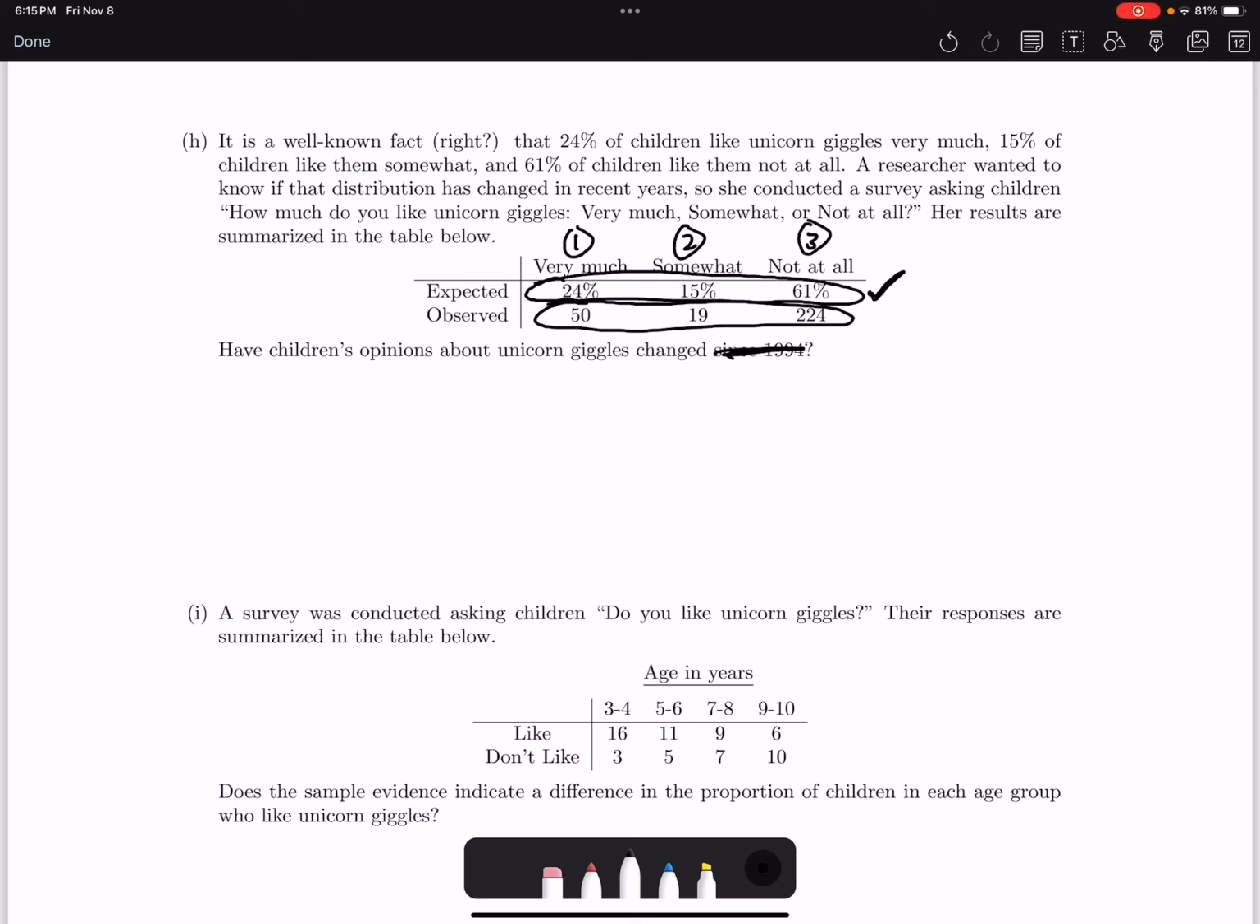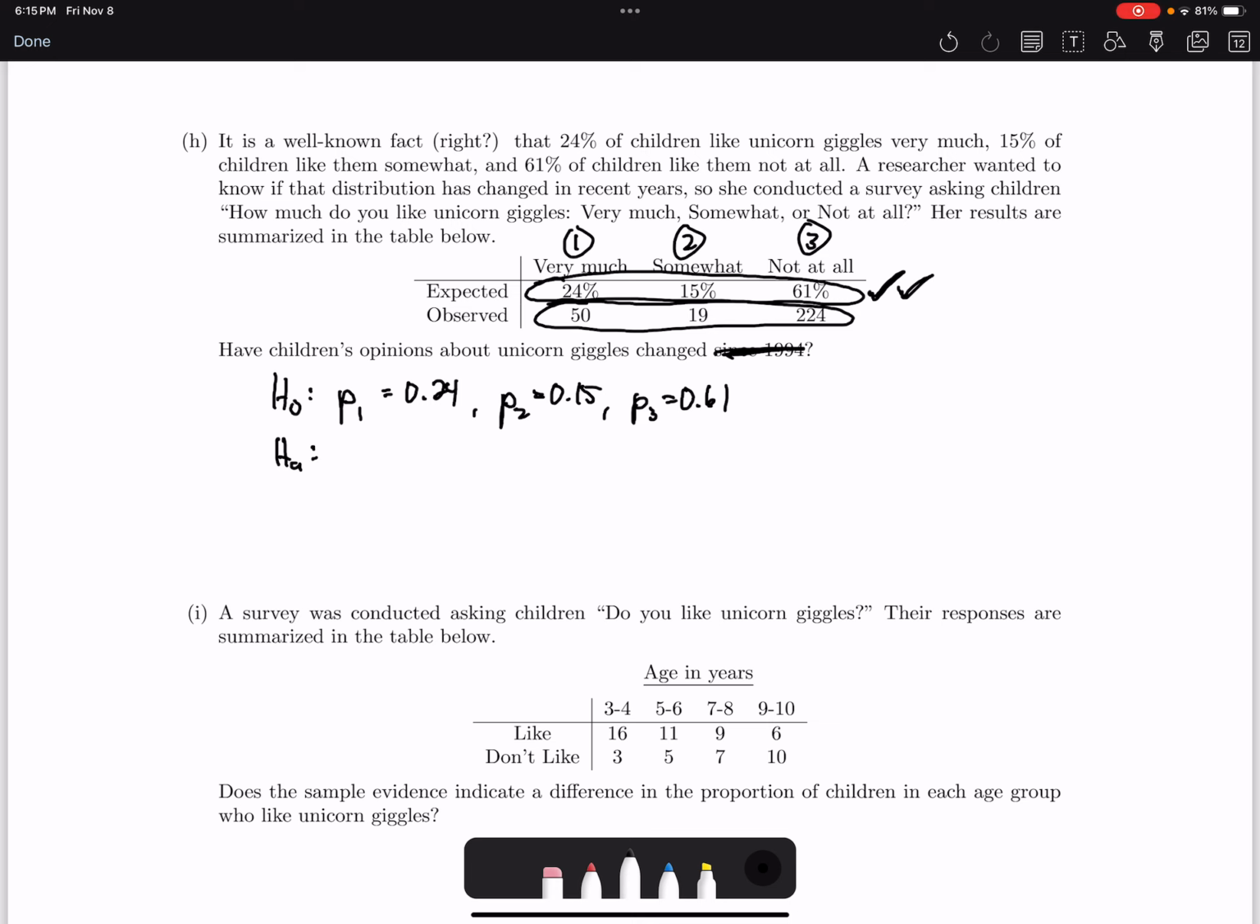Well, the null hypothesis is going to be no, there's no difference. The proportions today are the same as they were here, right? They're the same as the status quo. So we'll be running a goodness of fit here because we know exactly what the status quo was, right? The null hypothesis is that the first proportion should still be 24%, just like it was before. The second one should be 15%, and the third one should be 61%.